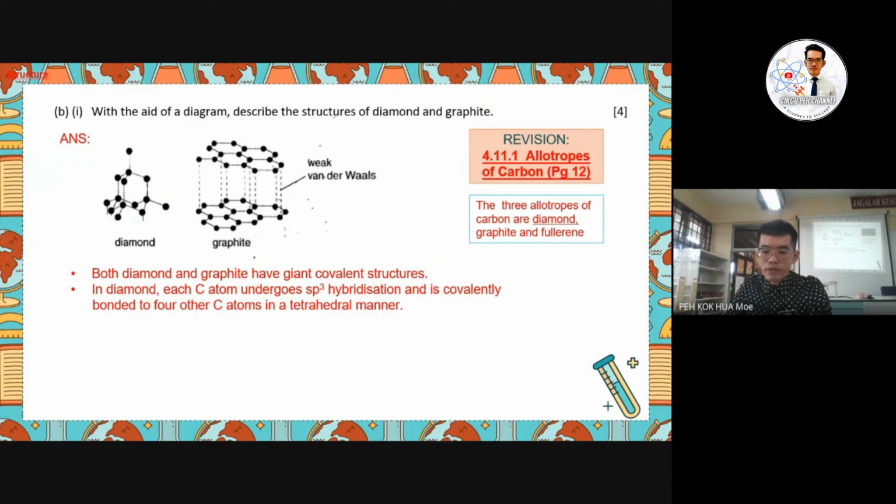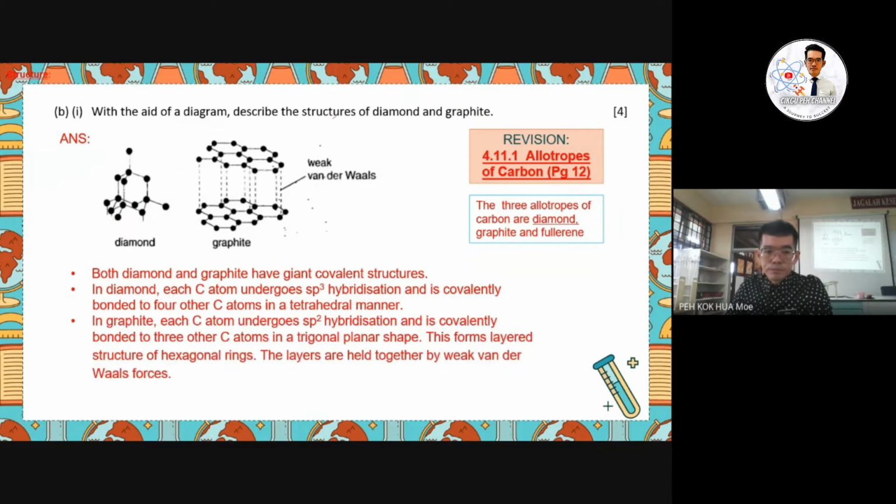While for graphite, the C atom undergoes sp2 hybridization. So if the question asks you about conductivity, graphite will conduct compared to diamond because of the sp2 bonding compared to sp3 for carbon in diamond. The sp2 in graphite has the extra delocalized electron. But here we don't discuss conduction, so you just need to explain the structure.